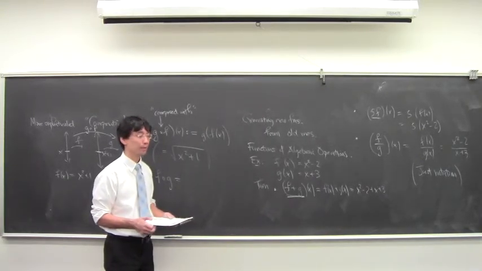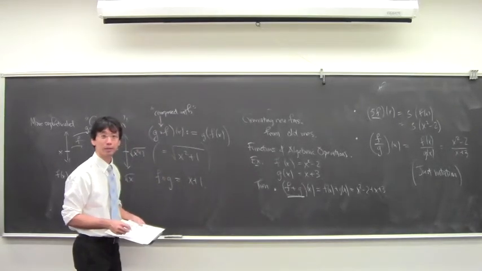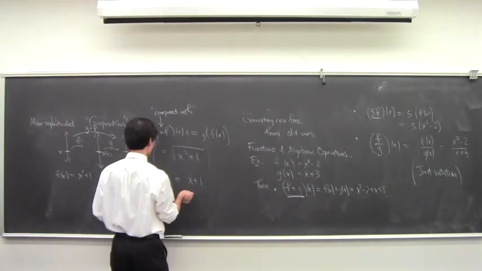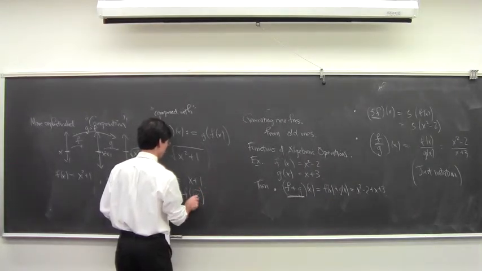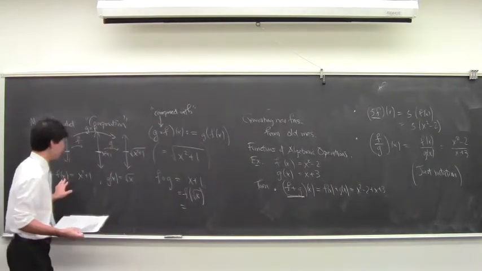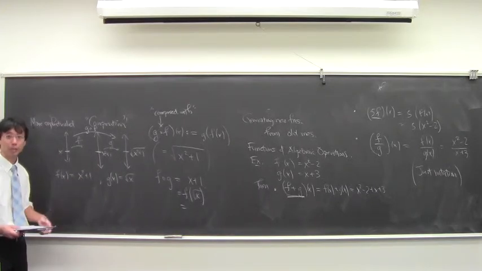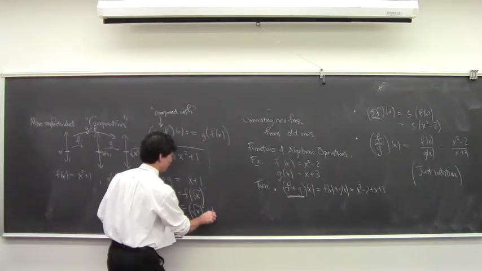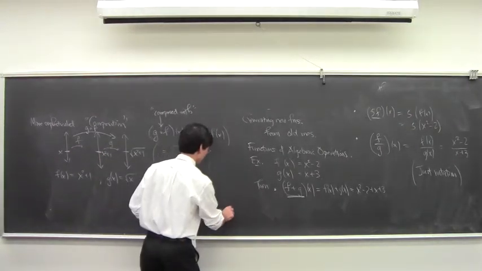x plus 1? Everyone got that? x plus 1, right? Because g is the square root of x, so you get f of the square root of x. And f says, I'm going to square whatever you give me and then add 1 to it. So it'll be x plus 1.